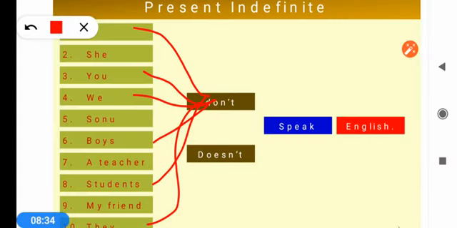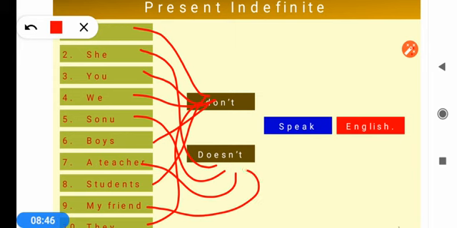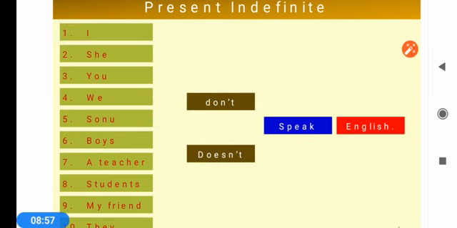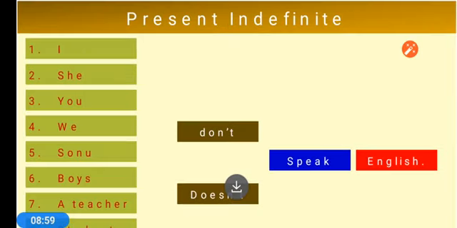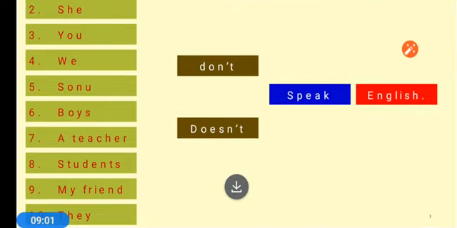Okay, anyway, see here, with she, what will we use? Doesn't. Sonu doesn't. A teacher doesn't. My friend doesn't. And here we do not add s or es anything, because it is negative. I hope you might have understood how to make negative. Now in the same way, let's go for the interrogative.